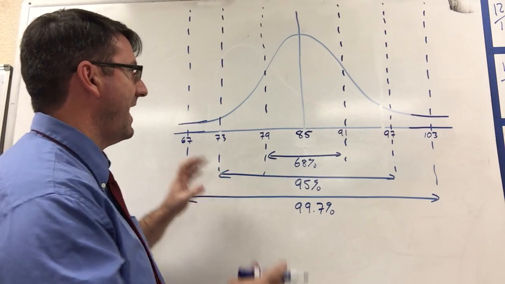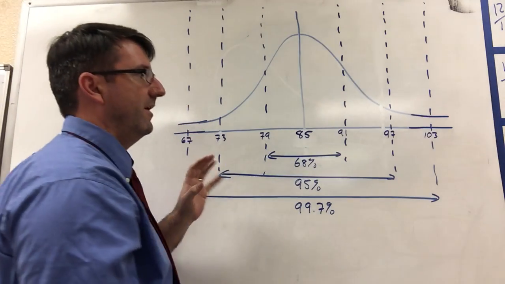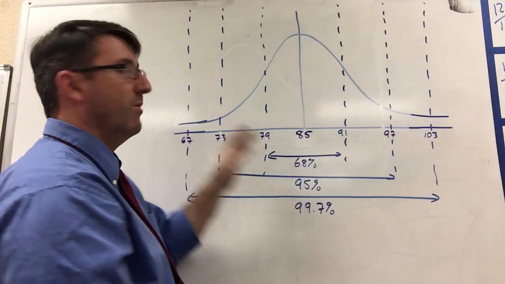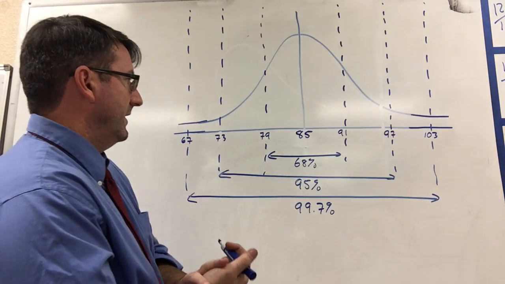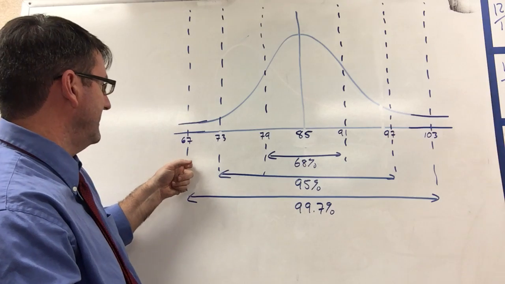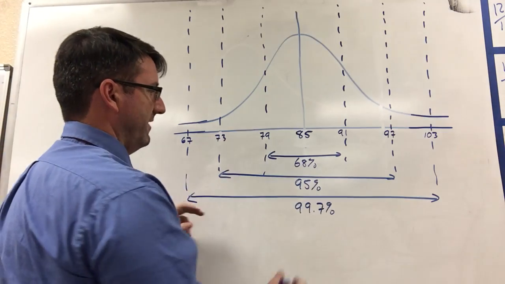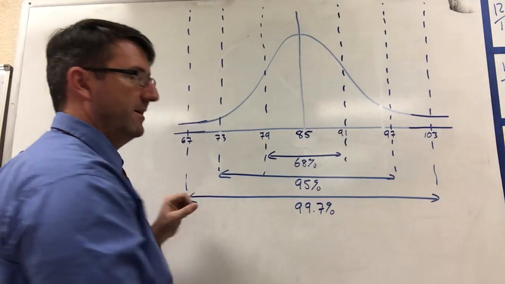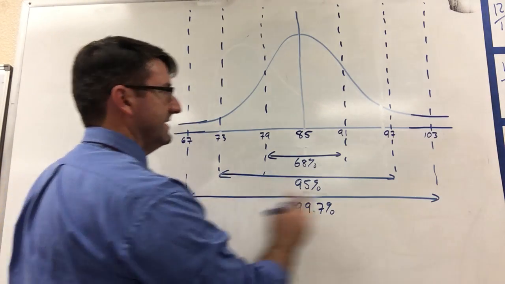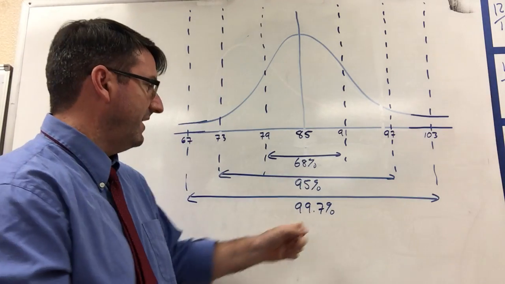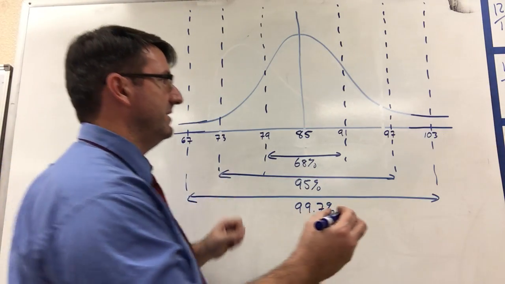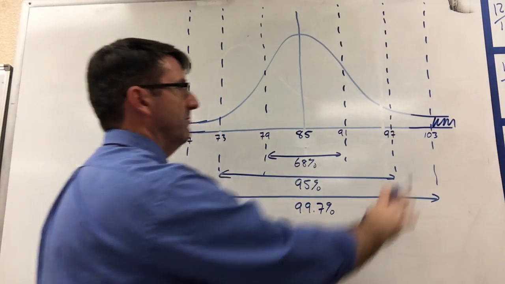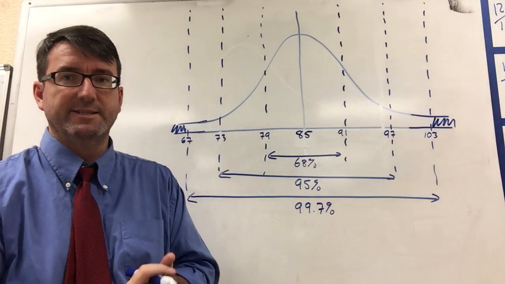So we're asked what percentage of all runners are going to have a time that's more than 67. So notice that that's 3 standard deviations away from the mean. So we know that 99.7% are going to be between 67 and 103. The other 0.3% are going to be either up here or down here, above 103 or below 67.